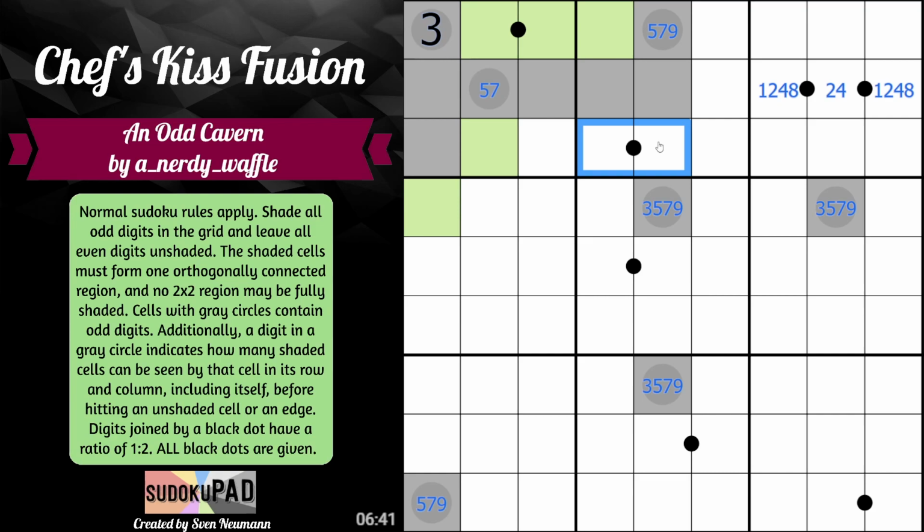Hmm. Can these both be green? I don't see why not. One thing I did notice is that this is always green, so I should mark that.